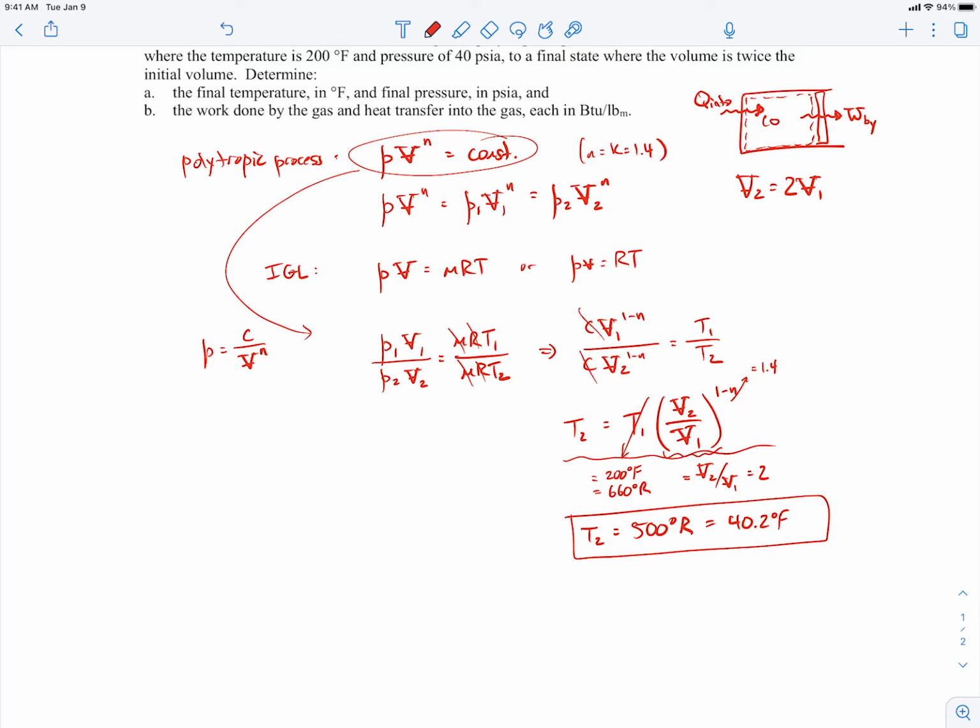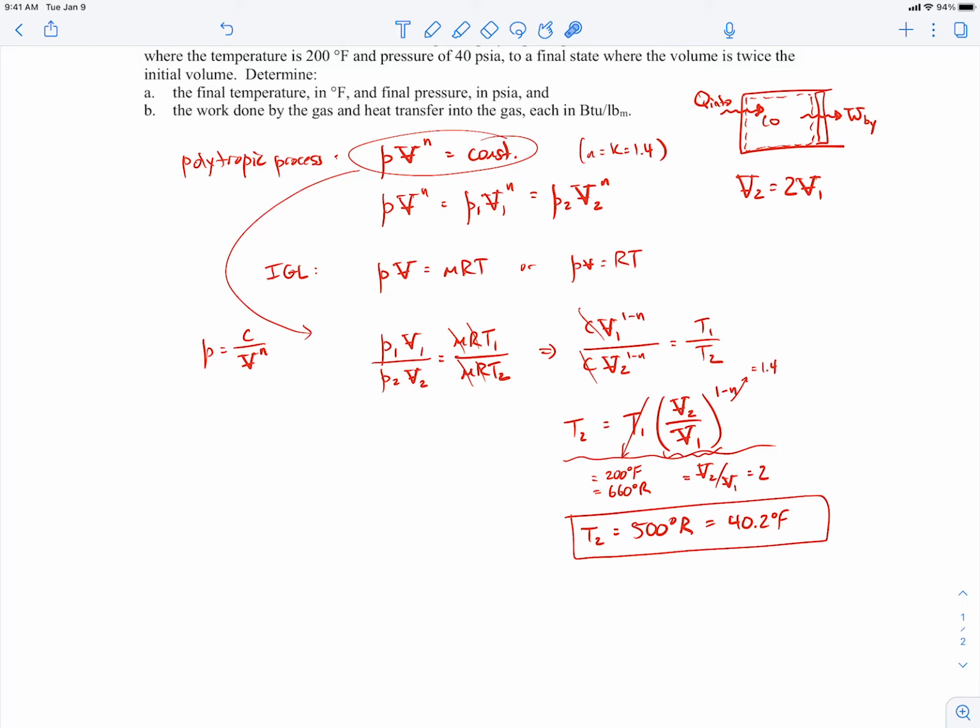All right, so what I did was I just took a combination of the ideal gas law and combined it with the expression for the polytropic process. I just combined those two together to arrive at this expression. That's all it is.